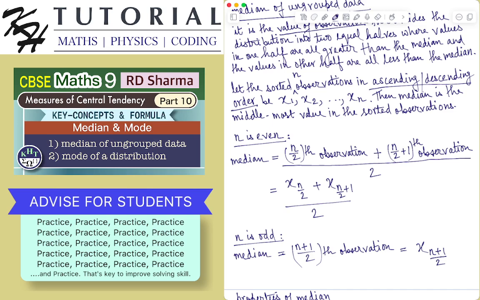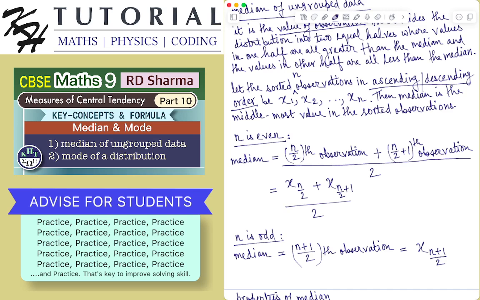Then if n is odd, the median will be the n plus 1 by 2th observation, that is x n plus 1 by 2. The median is already there in the given observations. But if n is even, then we have to create the median, and the median is created by the mean of the n by 2th observation and the n by 2 plus 1th observation, that is, x n by 2 plus x n by 2 plus 1, the whole divided by 2.